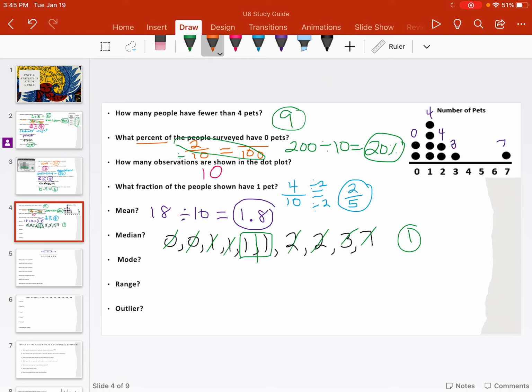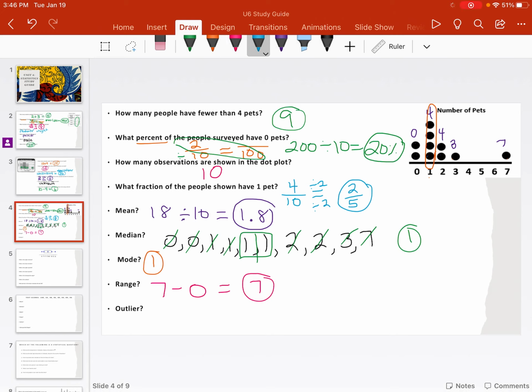Mode, remember, is the one that's repeated the most often. On a dot plot, it's really easy to see because it's the tallest tower. So 1 is where we had the most dots. So 1 is our mode. Our range, remember, is our biggest minus our smallest. So our biggest number was 7, smallest was 0. 7 minus 0 is 7.